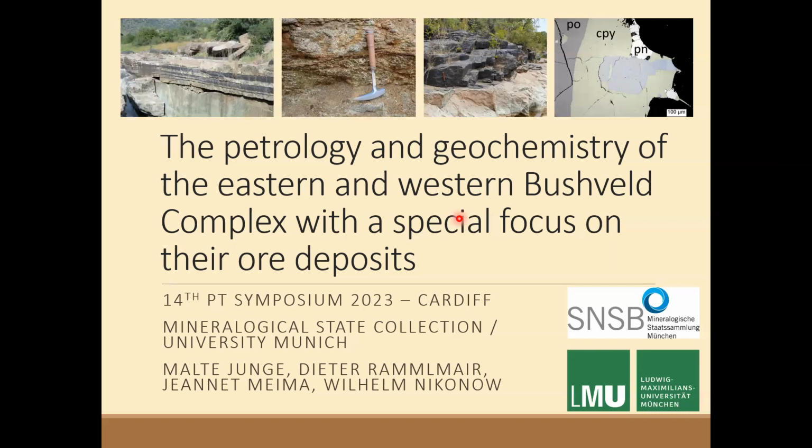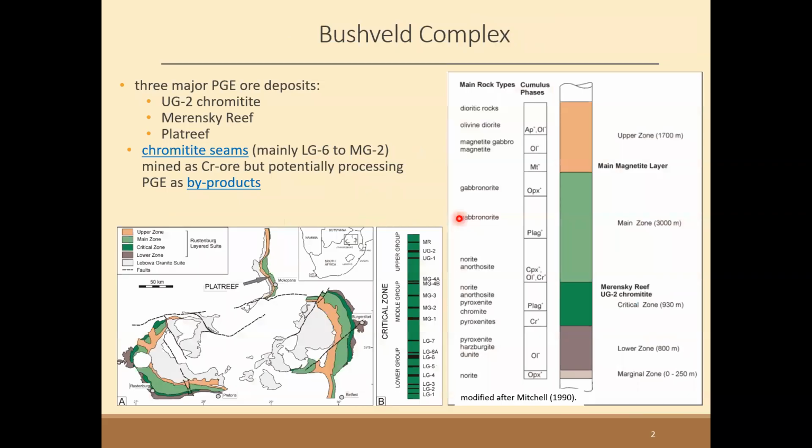So back again to Bushveld and layered intrusions. During my talk, I will mainly focus on the reefs, which are associated particularly with the critical zone. So you all know this Bushveld Complex. Those of you who don't know, you have this stratigraphy, but in the critical zone is where we have all these chromitite seams. So I will talk about these and a bit about the UG2 chromitite and the Merensky Reef, which occurs in the upper part of the critical zone.